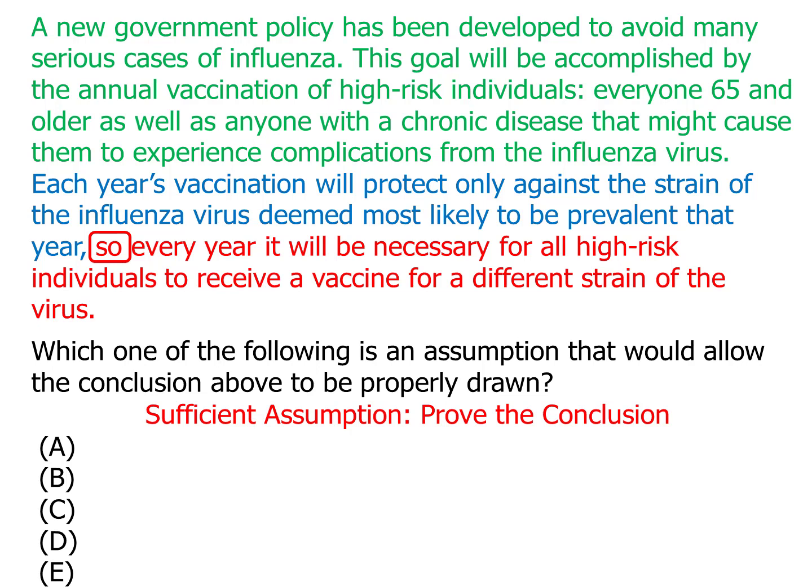Well, the gap is between that year and every year. Is it the case that every year we get a different strain of virus that's supposed to be prevalent? Like, say the virus that was supposed to be the most prevalent in 2020 comes back in 2022. Would you still need a new vaccine for it? Well, no. It's effective against the one strain. So essentially, we've got to close down the loophole of the possibility of repeats. Let's look at the answer choices.